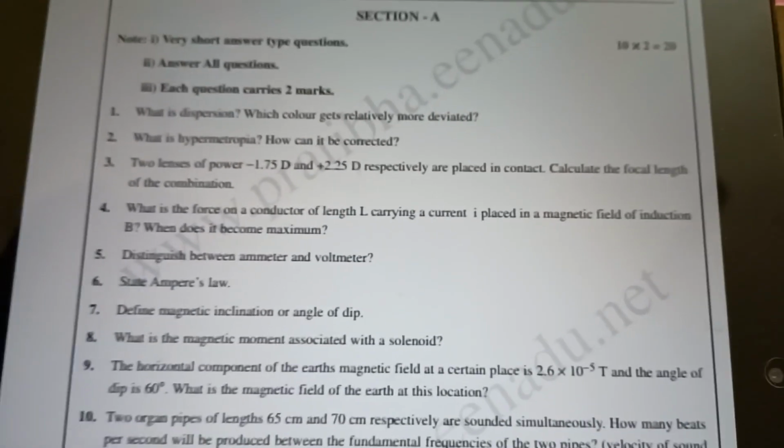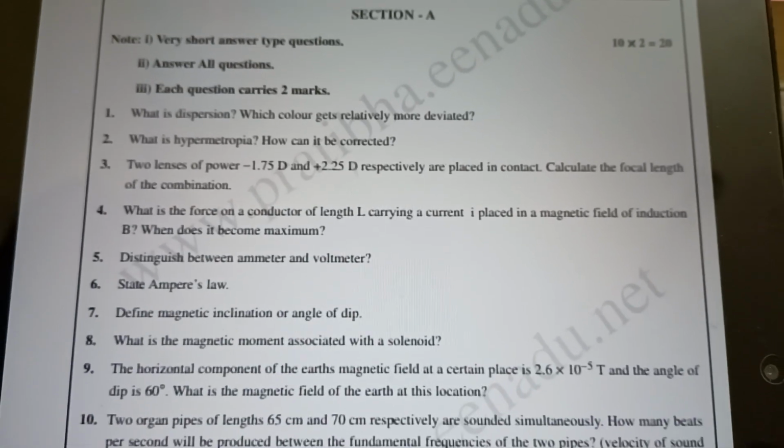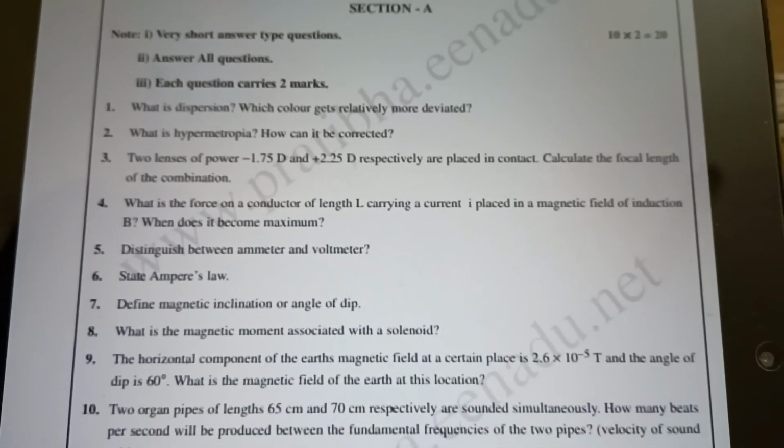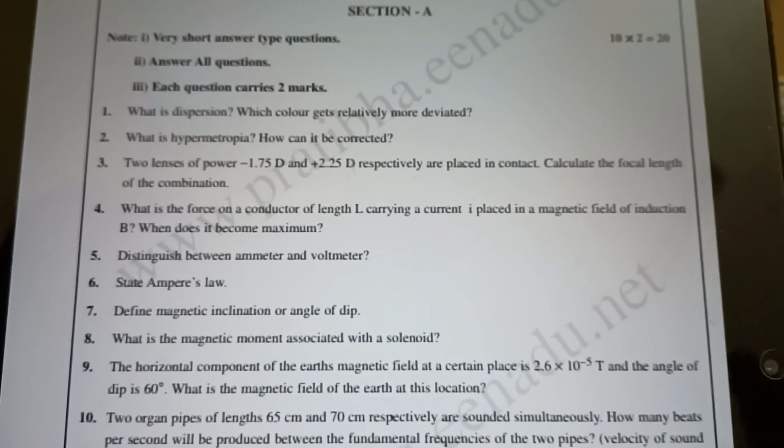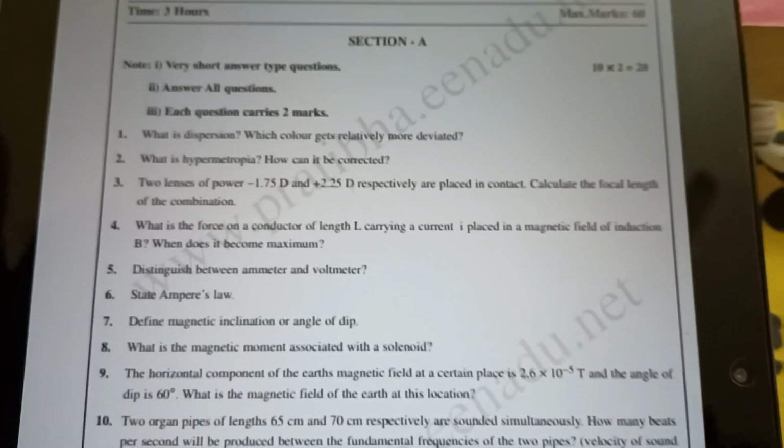Section A has 10 questions for 20 marks. Section B has 6 questions for 24 marks. Here there will be three 8-mark questions, and you should write two of them, right?